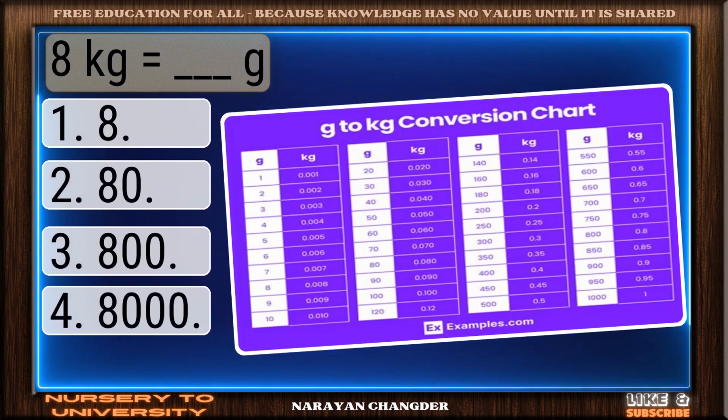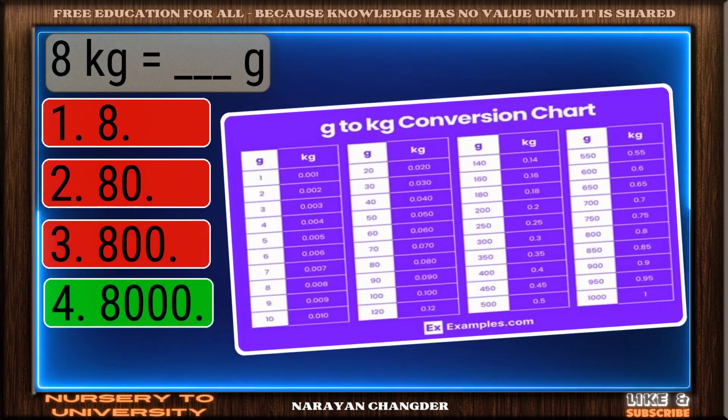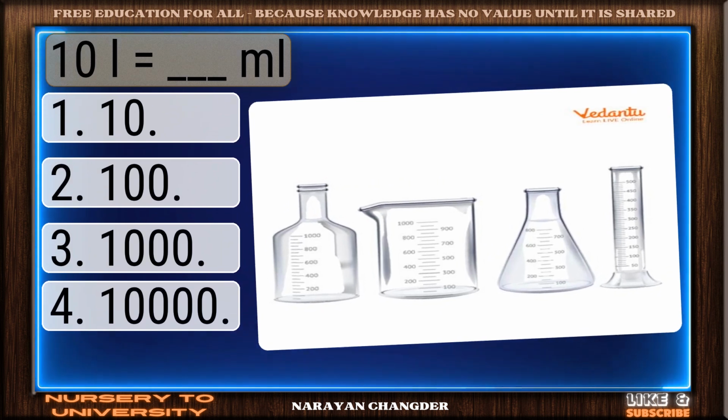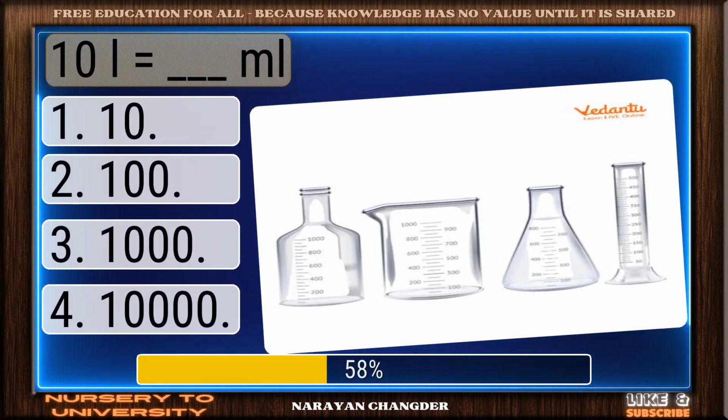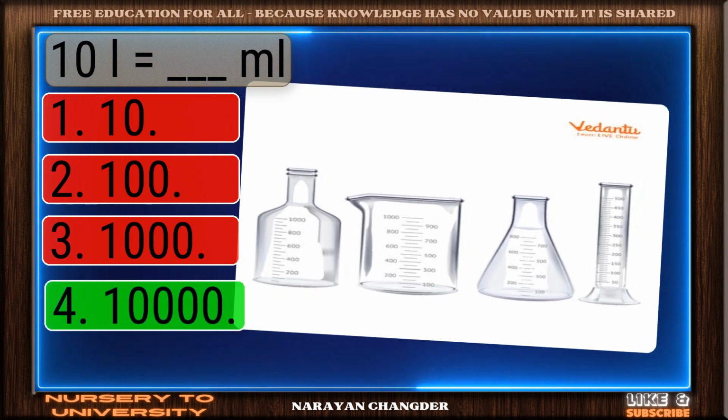8 kg equal to dash g. Perfect. 8000 is the correct choice. 10 L equal to dash ml. Well picked. 10000 is the correct answer.